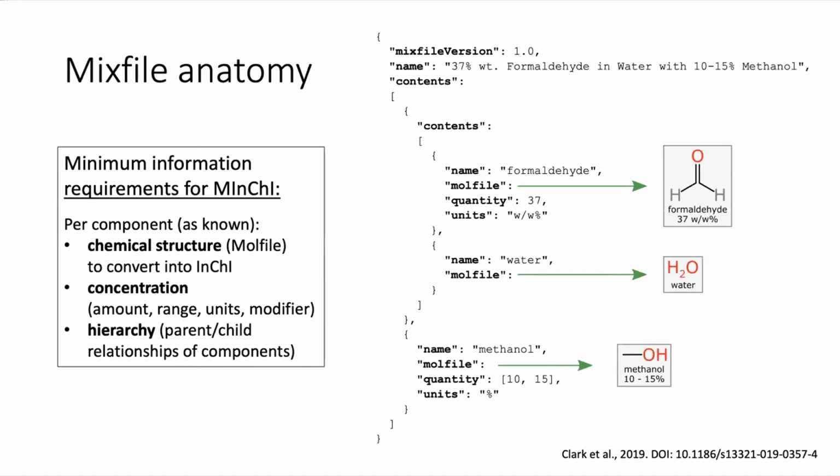The JSON format that we're currently using to organize this in that open source tool is organized in this way. It's very minimal. It's very simple. It just pulls in the mol file to convert it to the InChI. There you can see we're keeping track of our quantity and units for the concentration. And we're using the hierarchical structure of JSON to keep track of the hierarchical nature of the components. And those are the three basic requirements for MInChI, those three pieces of information.